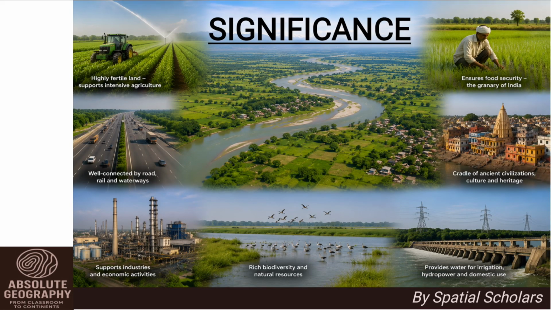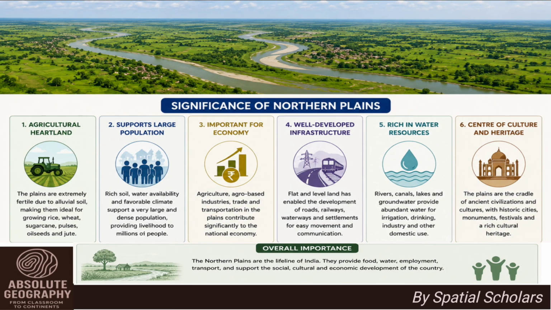The northern plains are of immense importance to India, both physically and economically. One of the main reasons is their fertile alluvial soil, which supports intensive agriculture. Crops such as wheat, rice, sugarcane, and jute are widely cultivated here. The flat and level surface of the plains makes them ideal for development of roads, railways, and communication networks.